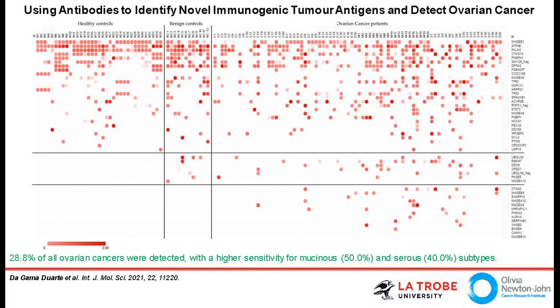But unfortunately, we were only able to identify 29% of the cohort of 80 ovarian cancer patients. We had a higher sensitivity for mucinous and serous subtypes, but of course, less than 30% isn't an ideal diagnostic biomarker. But I will say that currently for ovarian cancer, there is none. So I guess 30% is better than 0%. But of course, this isn't attractive enough to warrant a subsequent study or to guarantee additional funding, unfortunately.